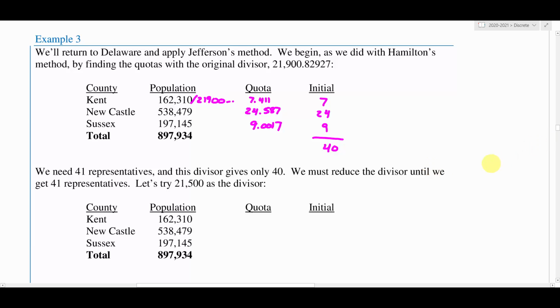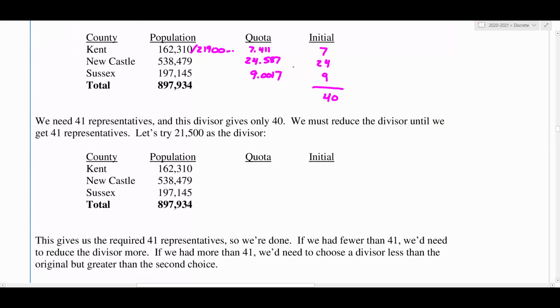But what Jefferson decided to do with the bonus representative was to modify the divisor. With the divisor that we had before at 21,900, we didn't apportion enough of the representatives. So Jefferson said, let's just artificially lower the divisor. Instead of 21,900, we're going to try 21,500 and see what happens. We reapportion, or recalculate our quotas, based on this modified divisor. So I'm going to take this population from Kent County and divide it by 21,500. And I'm going to do the same thing with the other two counties.